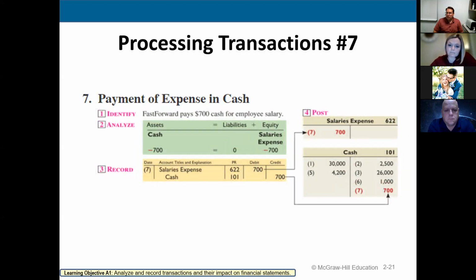We pay an expense, another expense paid in cash. So we have cash decreasing. And I feel like this is confusing the way they did this, because it shows a negative 700. That's because expenses decrease our equity. But we would say that the expense account here is increasing. I think that's what's confusing about that. So our salary expense, we debit 700 and we credit cash 700. So we're paying $700 for our salary expense.